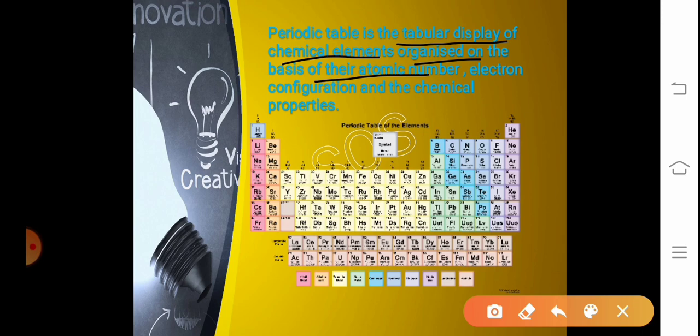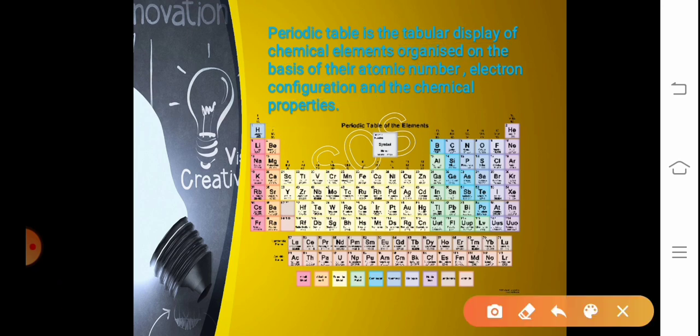By this time you all are aware about what is atomic number, right? So these elements are arranged on the basis of their atomic number, electronic configuration and the chemical properties. In class 9 we have understood some of the elements. Hope you have learned till the 30th element, right? So then what is atomic number?